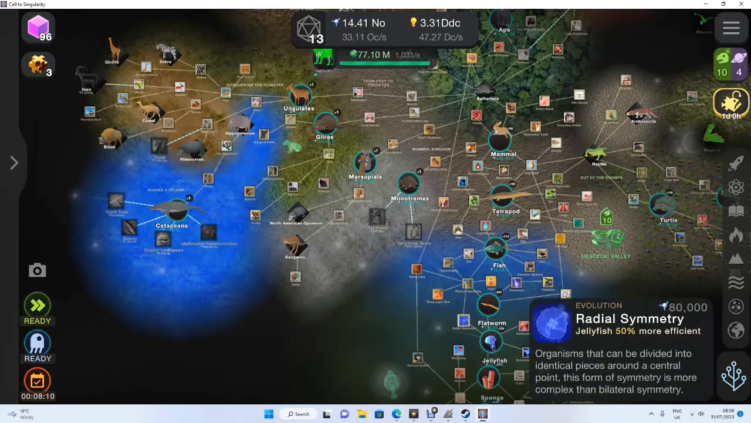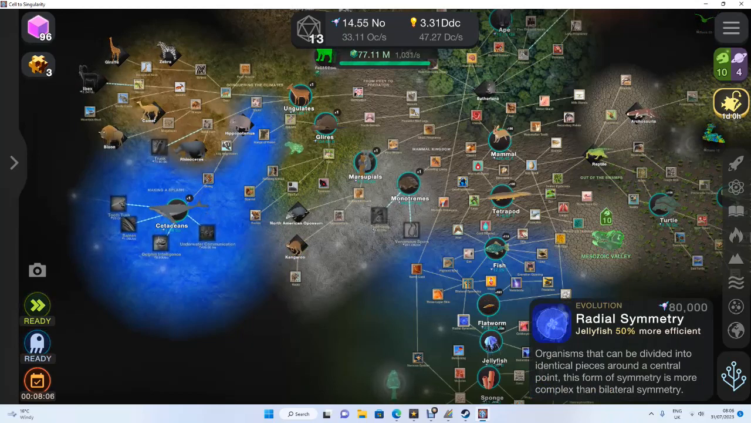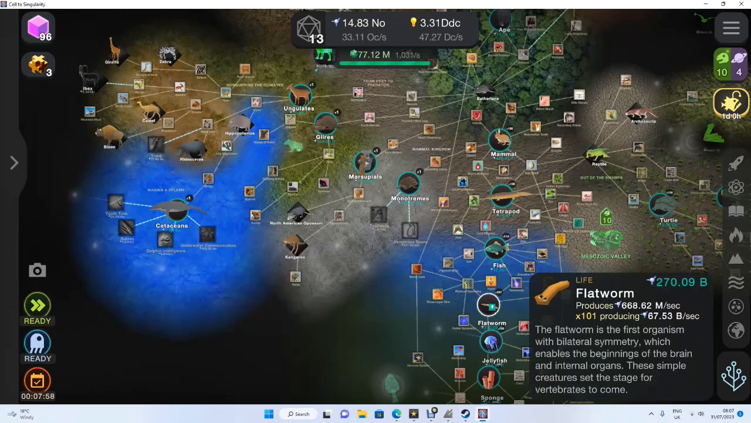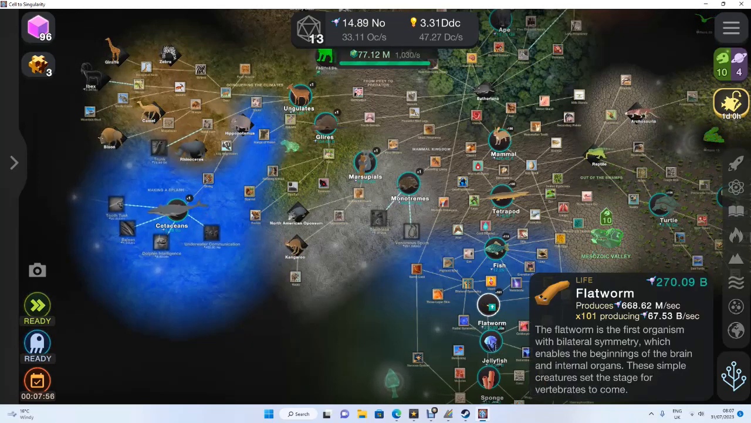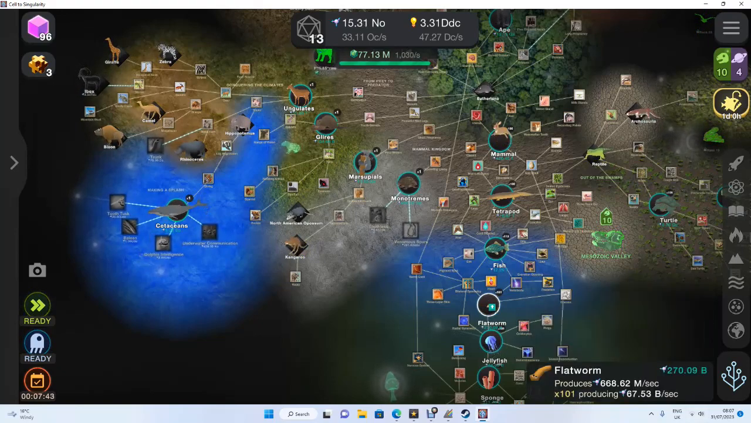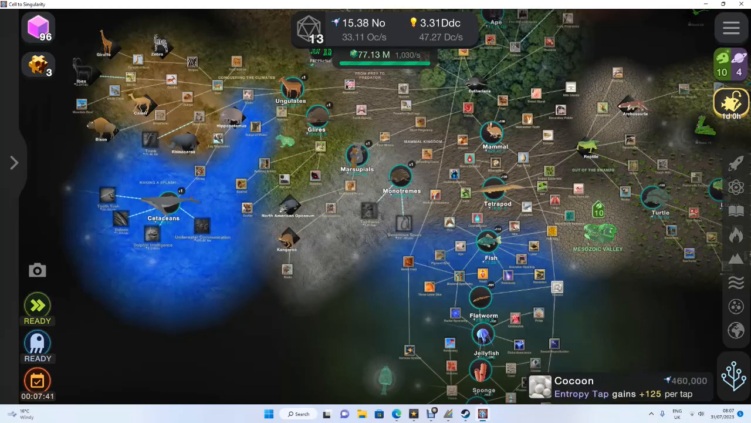Radial symmetry. Organisms that can be divided into identical pieces around a central point. This form of symmetry is more complex than bilateral symmetry. Flatworm. The flatworm is the fourth organism with bilateral symmetry, which enables the beginnings of the brain and internal organs. These simple creatures set the stage for vertebrates to come. Thank you for doing that, I guess.